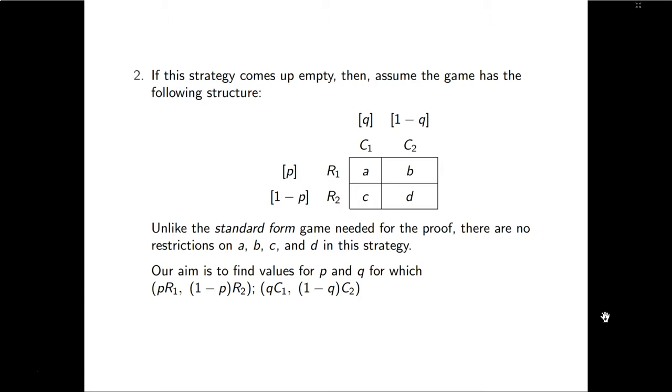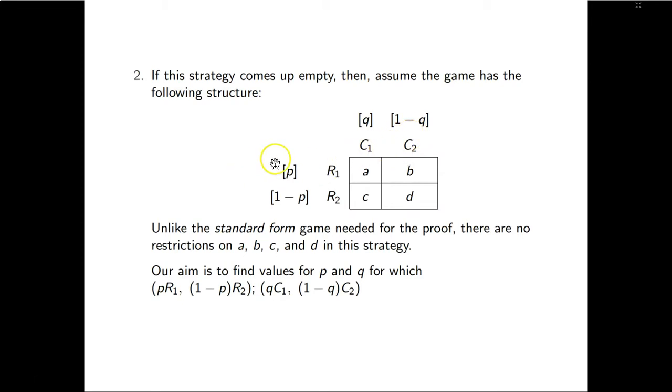That is, impose this rubric over the game. We'll call rows actions R1 and R2. We'll call columns actions C1 and C2. We'll call the intersection of R1, C1, A, of R1, C2, B, of R2, C1, C, and of R2, C2, D. We'll let the probability that row plays R1 be P, and that row plays R2 be 1 minus P, and the probability that column plays C1 be Q, and the probability that column plays C2 be 1 minus Q.